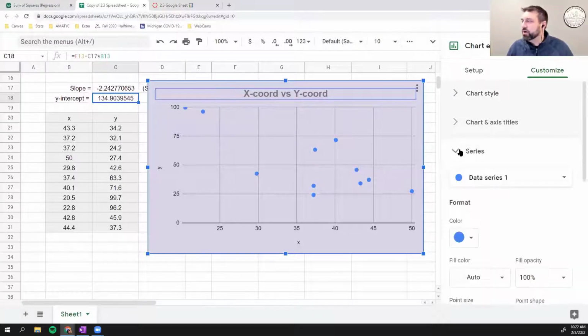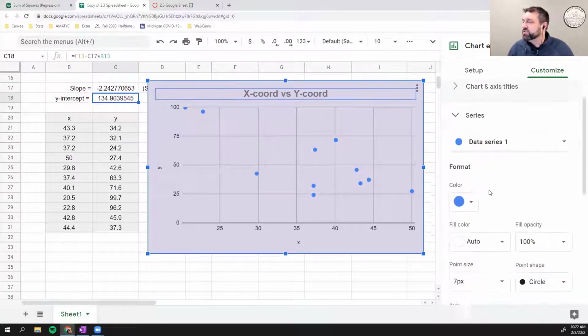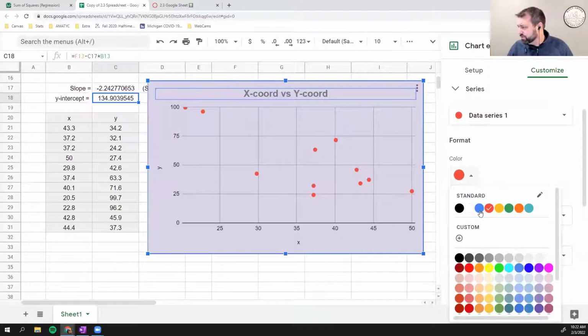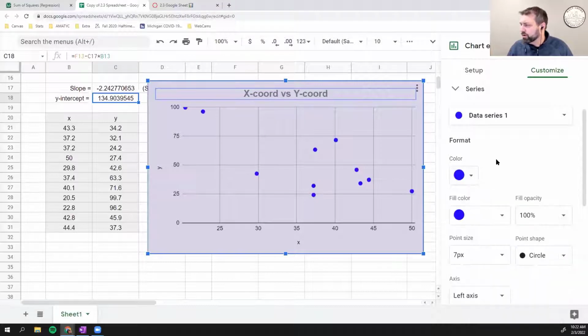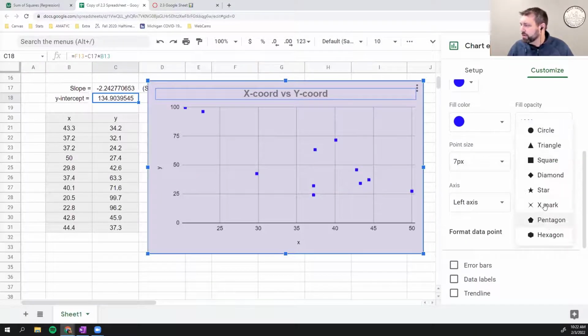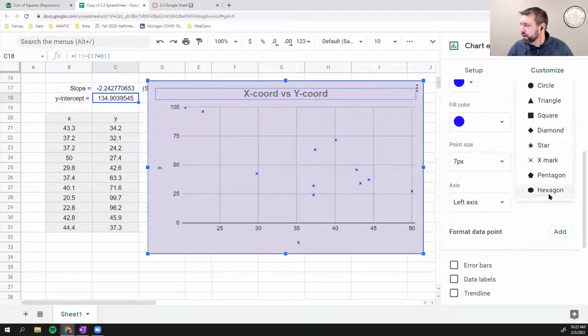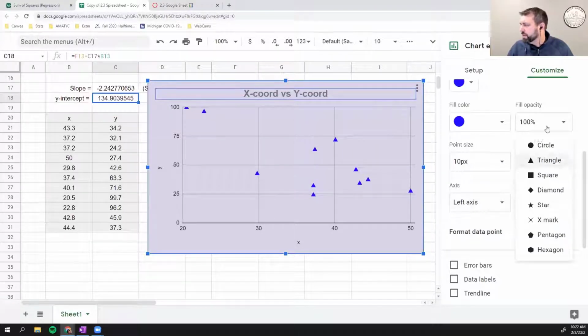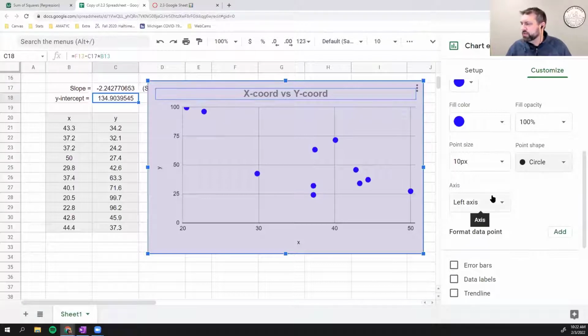All right. So under series, this is where you can give the data points a different color if you wanted to. We'll stick with the blue. That seemed to work pretty good. And we could even change the shape of the markers. So if you wanted to change it to pentagons or squares or triangles, you could do that. You could increase the size to make them a little bit bigger. Well, I'm going to stick with the circles though. We'll do that.